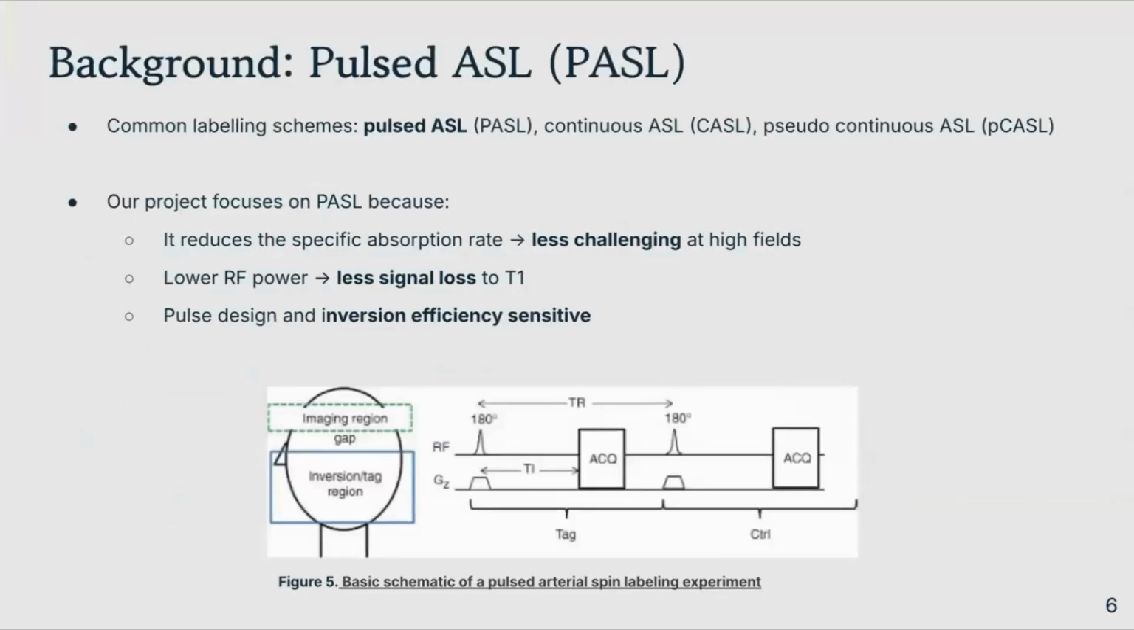There are three main ASL schemes, and here we are focusing on pulsed ASL. It uses a short spatially selective inversion pulse applied to a slab just below the imaging region. The RF is brief and low power, so PASL has low SAR, is safer at high field, and produces fewer MT effects, letting us keep the label-imaging gap small and reduce T1 relaxation losses. The trade-off is a smaller labeled bolus, so PASL is less sensitive than other schemes and depends more critically on efficient inversion, exactly why we focus on pulse design.